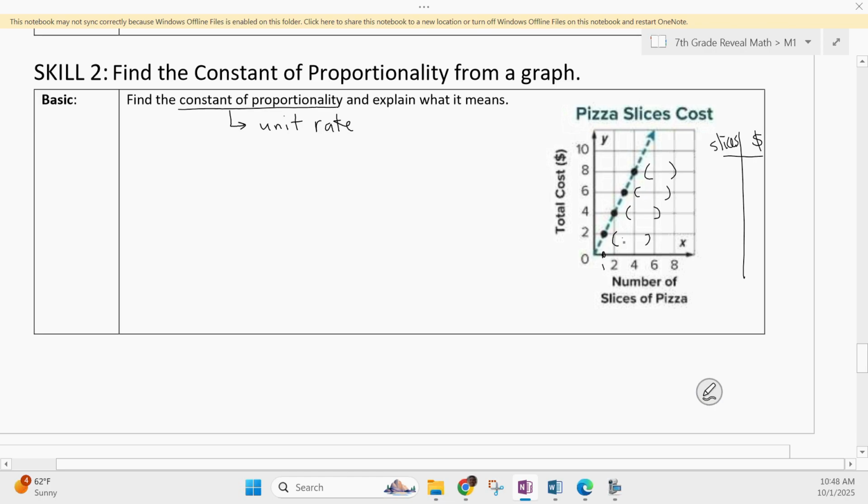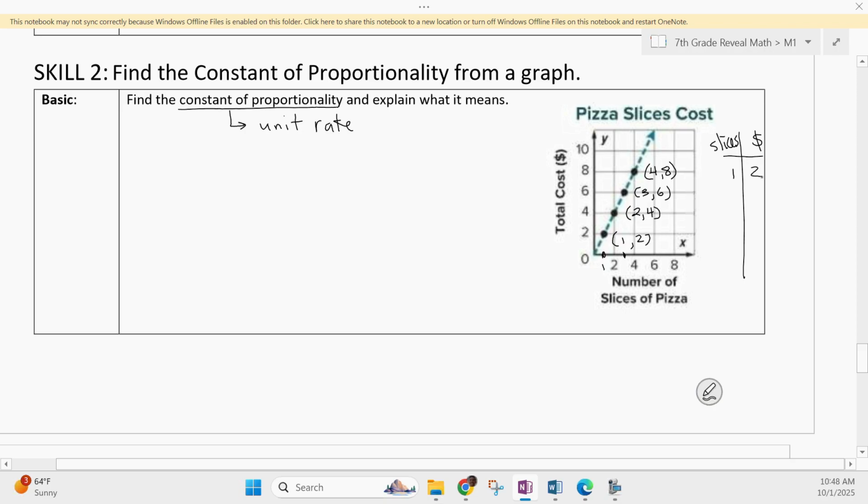So that would be one slice, $2. This dot is 2 slices, $4. Right here, if I go up to that dot, that's 3 slices, $6. And that final dot is 4 slices, $8. Nod if you can see how we got that $2 per slice. Okay, $2 per slice. So we can put it in our table if we want.